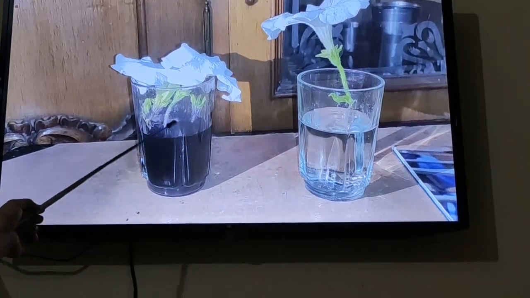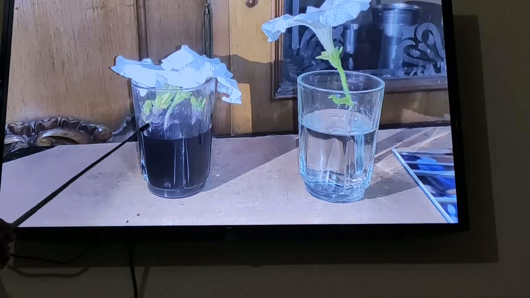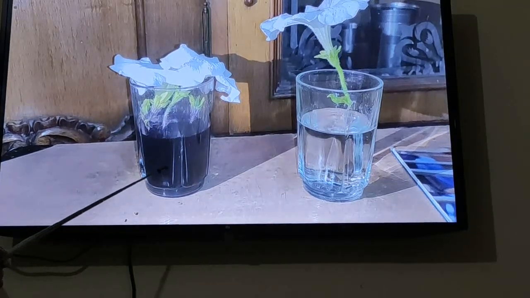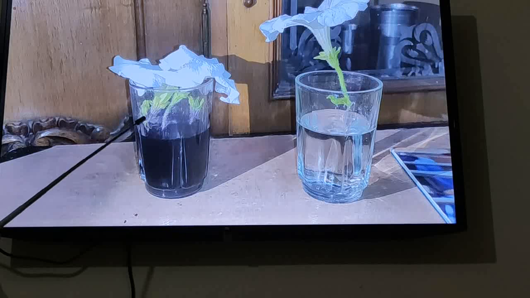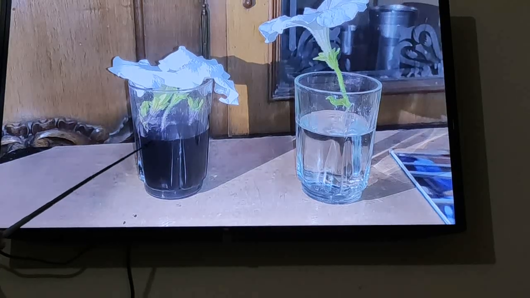So that means there is a tube that transports water to the parts of the plant. What is it called? That is the xylem.